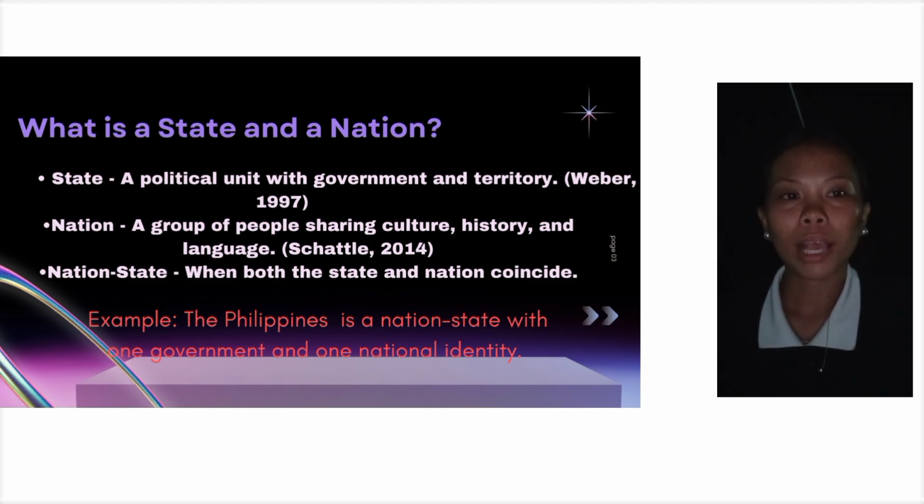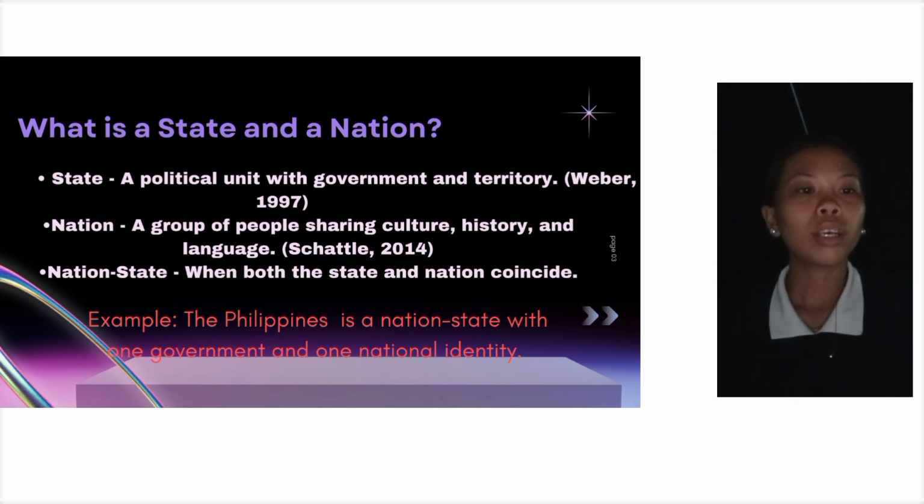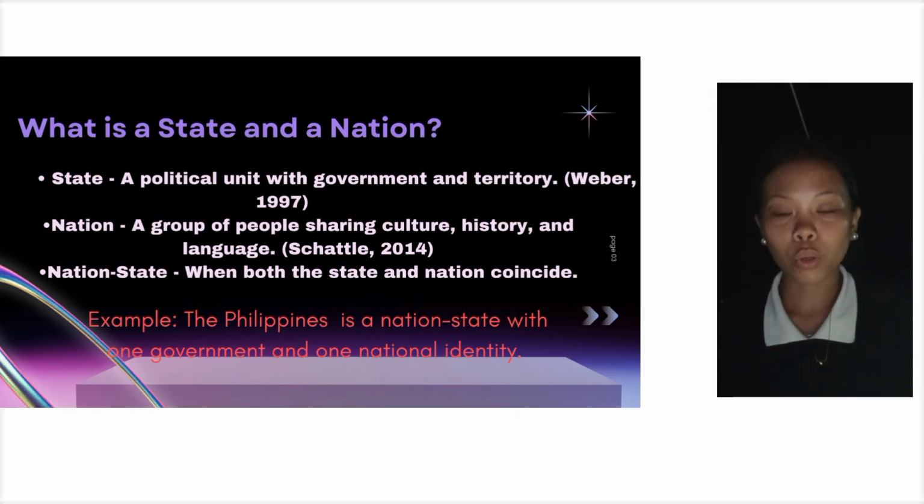So, what is a nation state? A state is a political organization with government and territory. A nation is a group of people with shared culture and identity. When these two combine, we get a nation state.